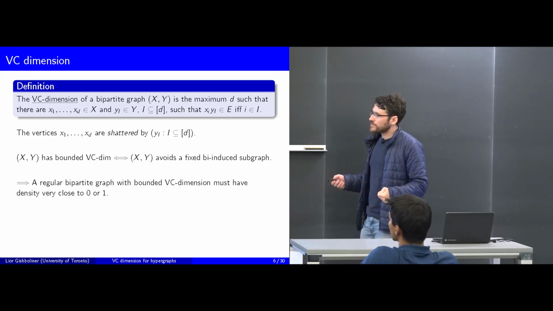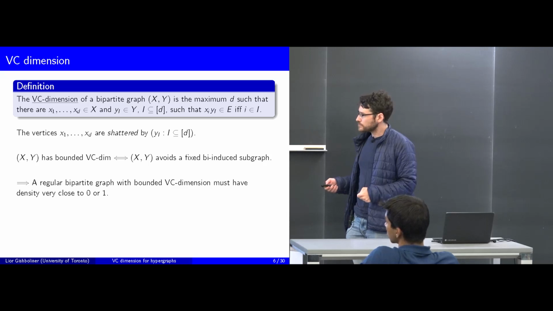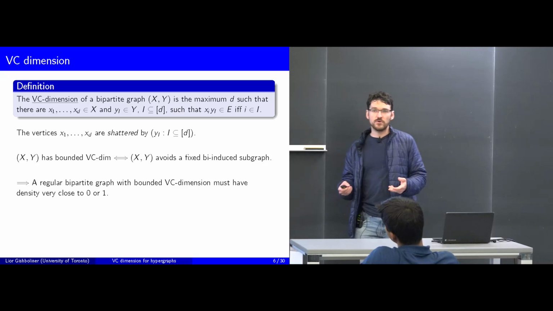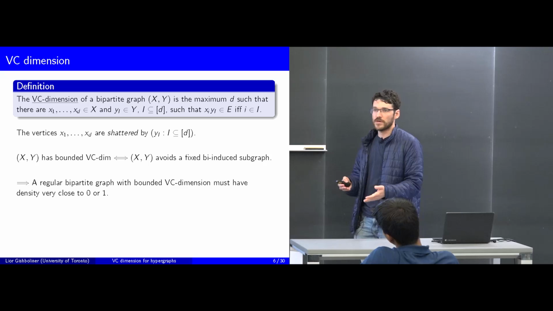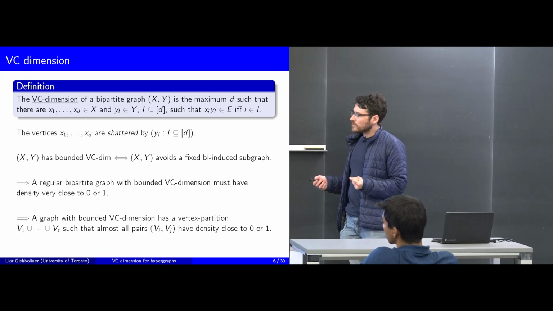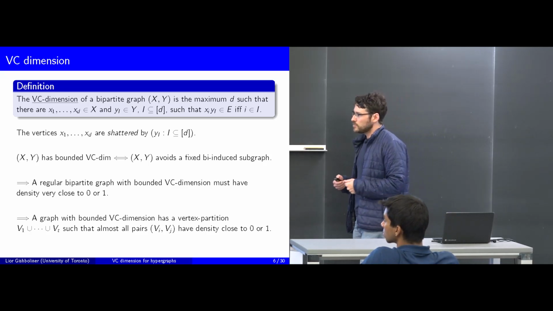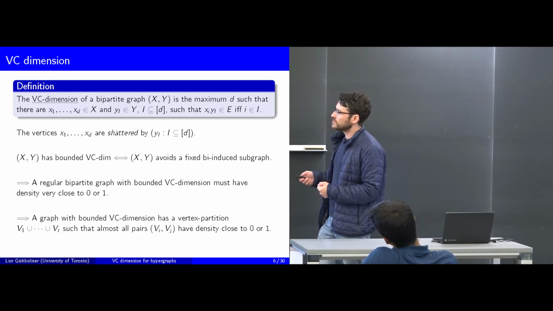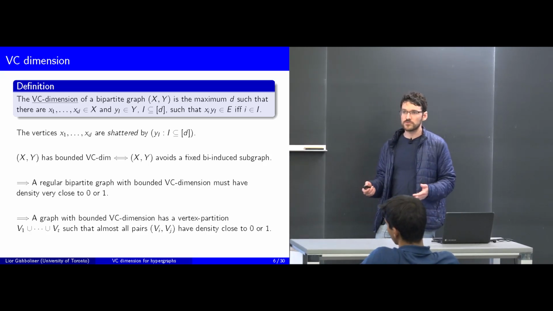Okay, and from everything we saw so far, if this bipartite graph is regular, then the density of it must be very close to 0 or 1, right? Because we saw that if the density is not close to 0 or 1, then we can embed anything in it. Okay, so the conclusion of all of this is that graphs of bounded VC dimension have a very nice property. You can find a vertex partition of them such that almost all of the pairs have density close to 0 or 1. So we said the proof of this already.